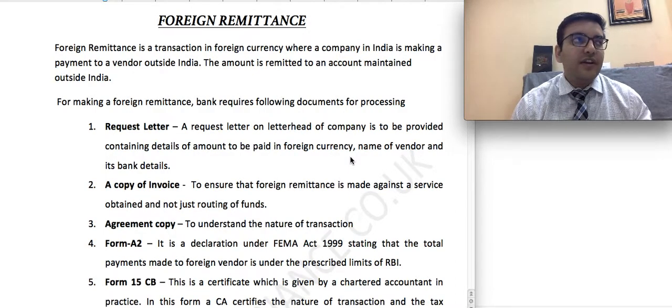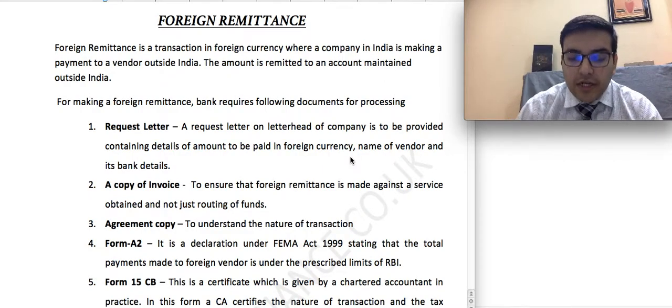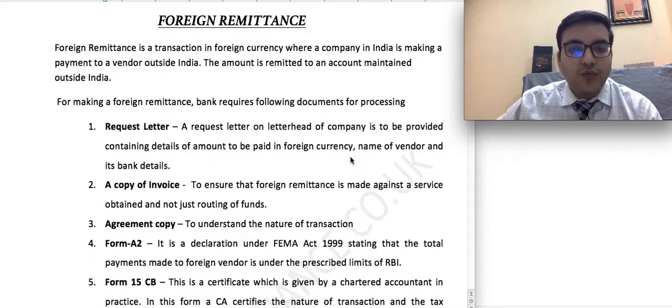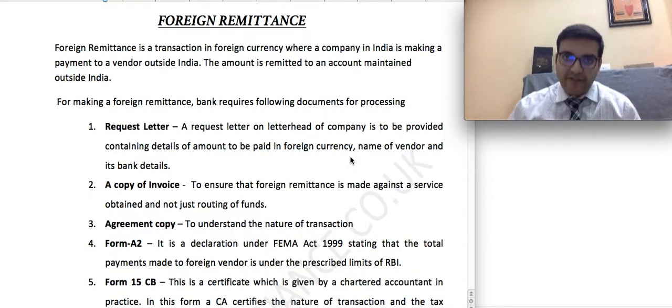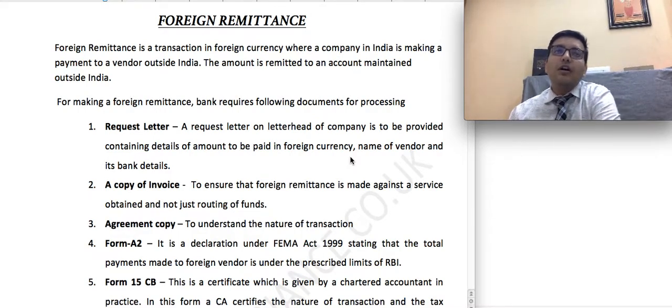When we are taking any services online, let's say Facebook advertising, that is an online service and we are paying for that service, that is a foreign remittance, if the Facebook company is not registered in India. So we'll start with it. There are a few documents which a company must have before making payment to a foreign party.